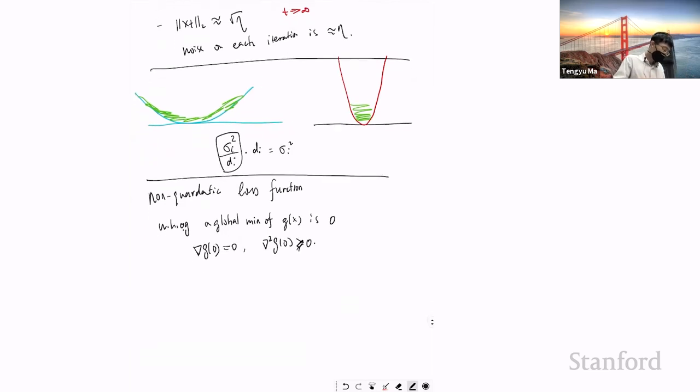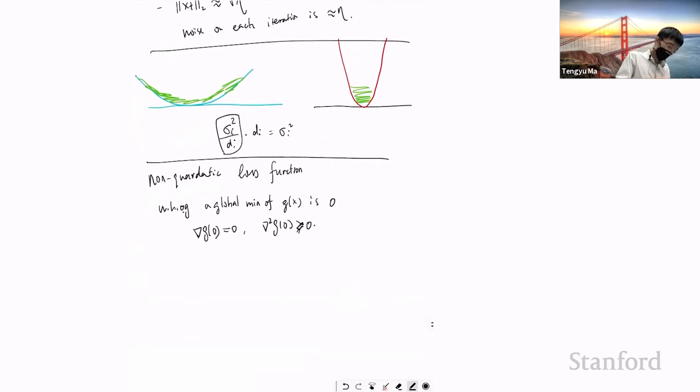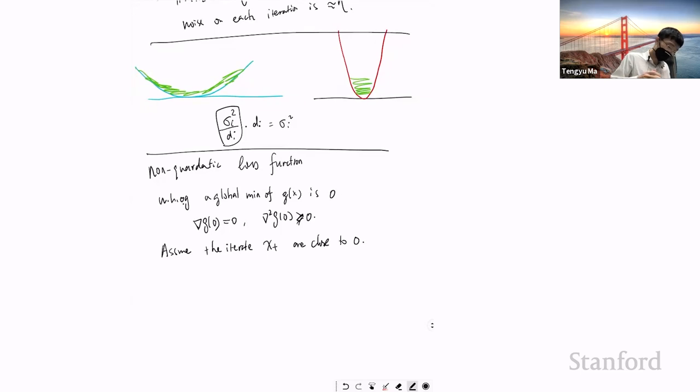Okay, and let's also assume this is the part where they become not super rigorous, but we can make this part rigorous. It's just that I wouldn't have time to do all the rigorous stuff, but this part is doable. So suppose you assume the iterates are close to zero. You start from somewhere close to zero, and then you can do a Taylor expansion around zero.